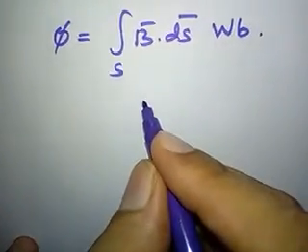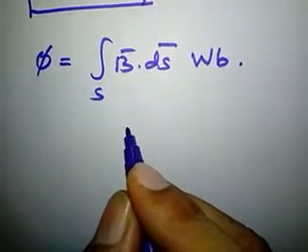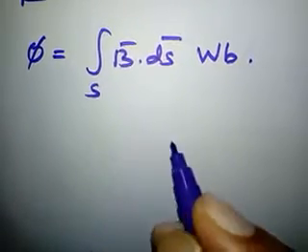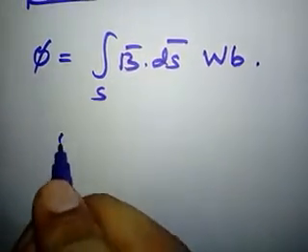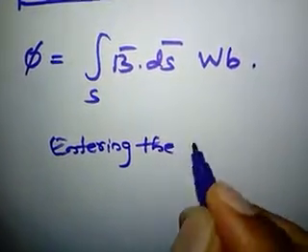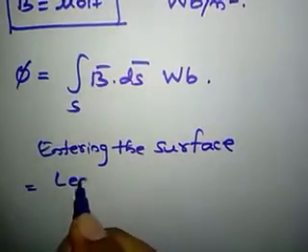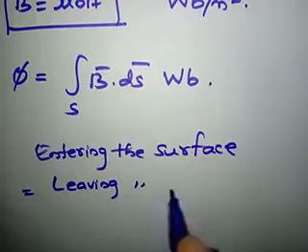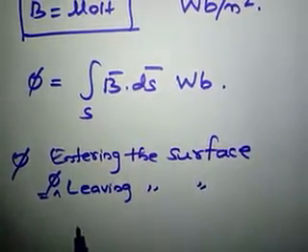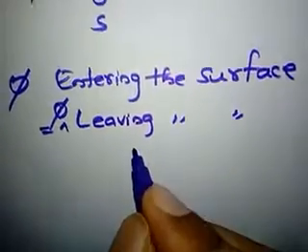So if we consider the closed surface, then the magnetic flux inside the closed surface will have a closed path, right? So the magnetic flux lines entering the surface are equal to the magnetic flux lines leaving the surface. So the flux entering the surface is equal to flux leaving the surface. So the net flux will be equal to 0 always for the closed surface, right?